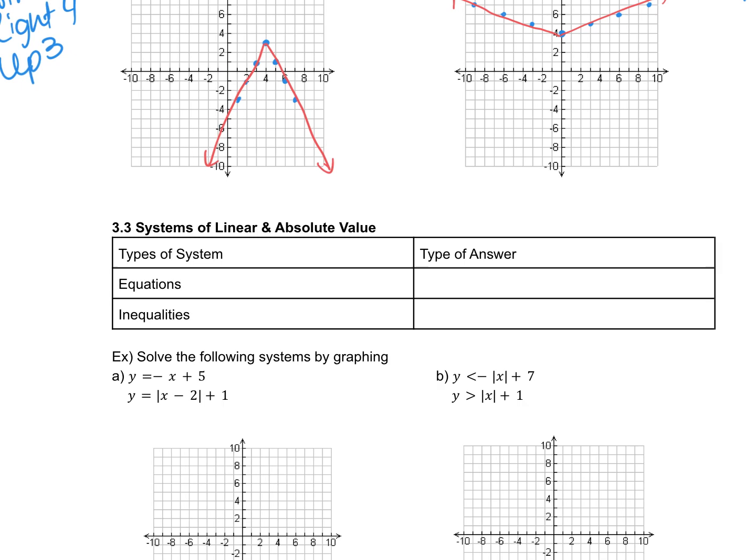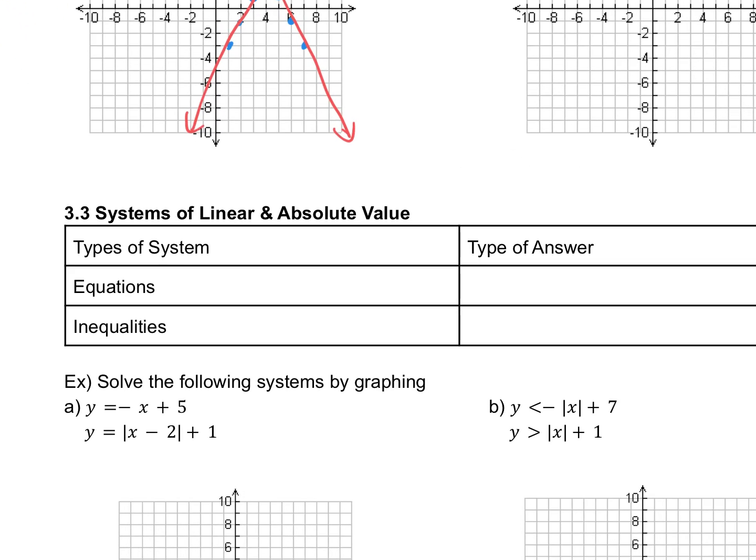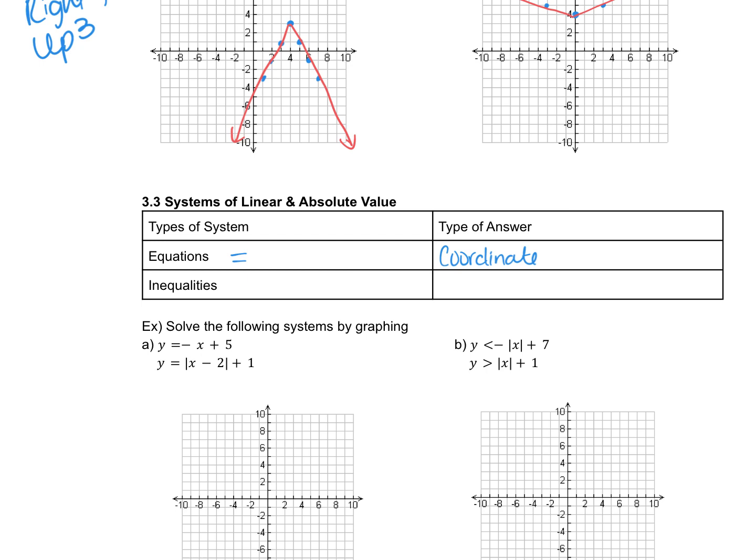All right, so let's talk about systems of equations. So if you have types of systems, okay, so if you have a system of equations, which means there are equal signs, then your type of answer is going to be a coordinate, or actually you should say coordinates, because sometimes there can be more than one, where they intersect. Oh, I spelled that totally wrong. There we go.